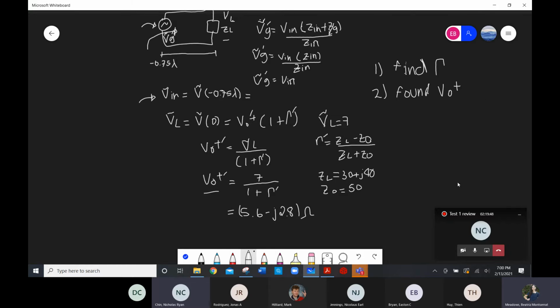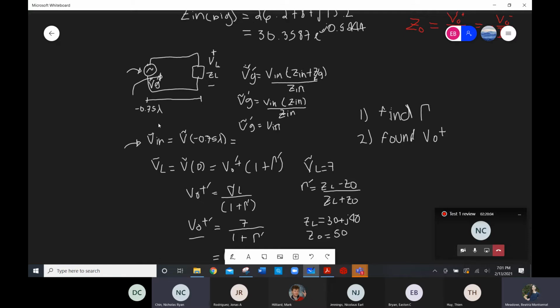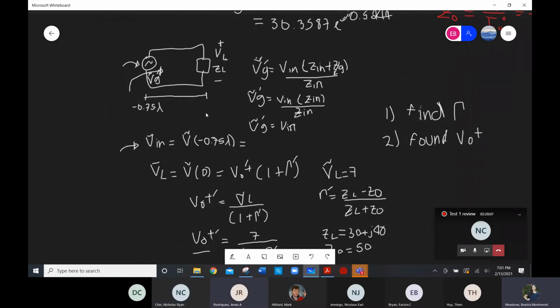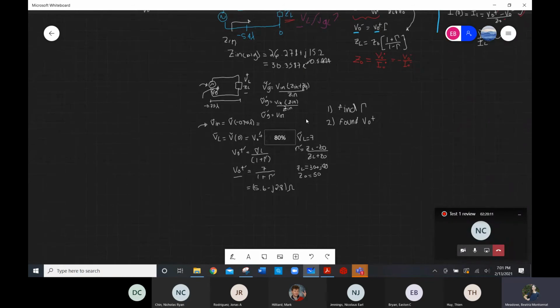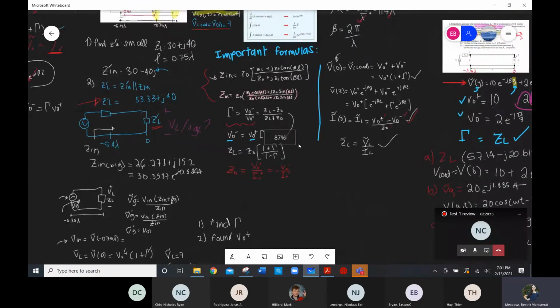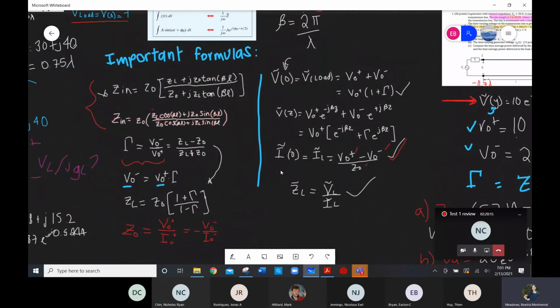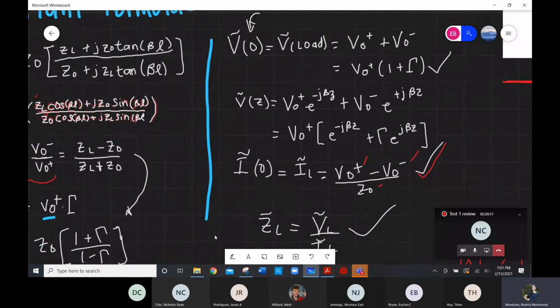And okay, so let's go to, okay, so remember, what do I want to find on this transmission line? What do I need? The V in. Okay, and how do I find V in? Which formula do I need? Let's go look up here. Which of these looks like I can use?